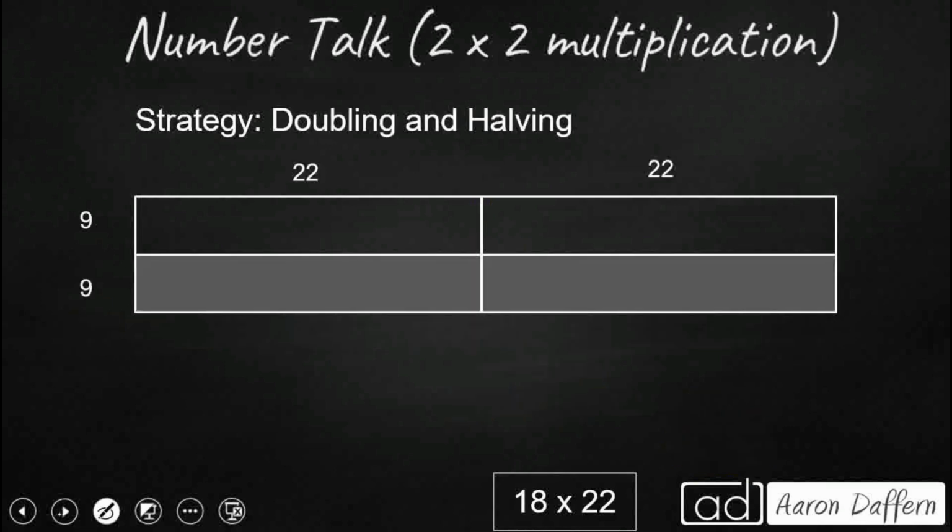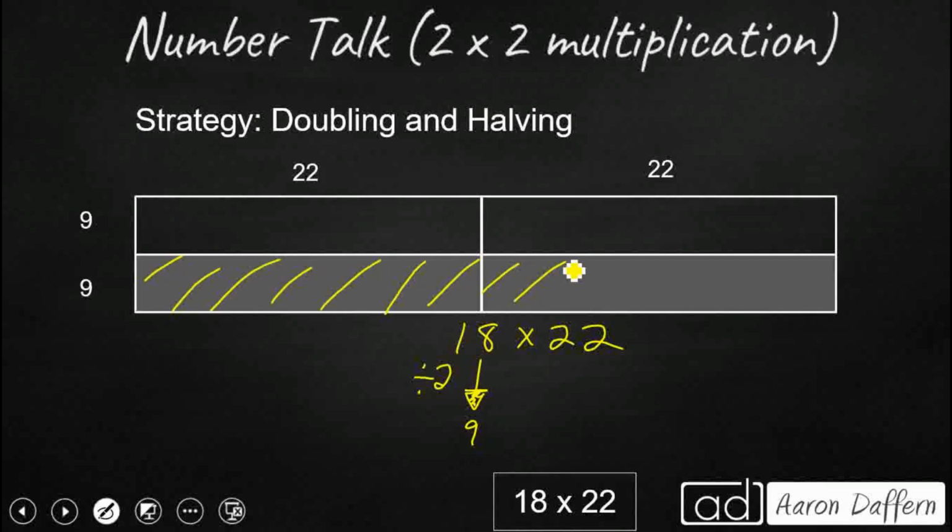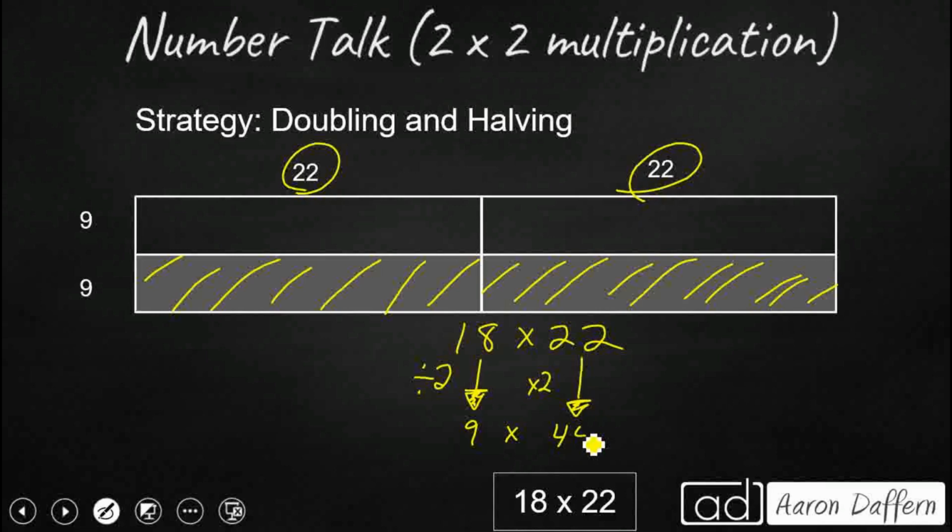Now, doubling and halving works pretty well. What we're going to do is take our 18 times 22, and take one of our factors. In this case, we're going to take our 18, and cut it in half. So we're going to divide it by 2. Let's make that 9. So that's why we've got this gray bar down here. We're going to take one factor, cut it in half. In order for it to stay a balanced expression, though, we have to take our other factor and double it. So that's why we've got two 22s. So double 22, and you're going to get 44. So 18 times 22 is the same as 9 times 44.